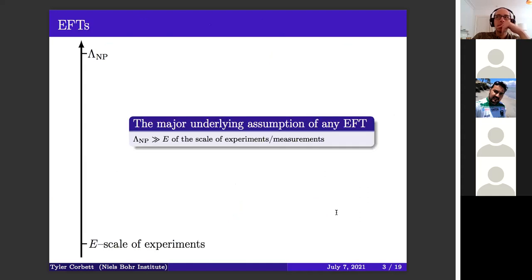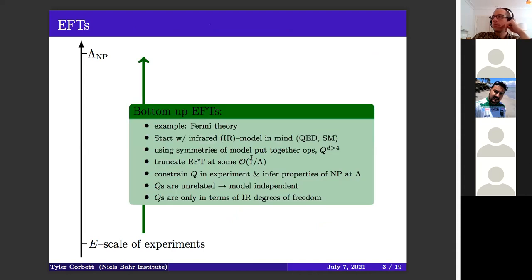So this motivates the idea of what an effective field theory is. There's one major underlying assumption for an effective field theory: that the new physics scale is much larger than the energy scale of the experiments, the measurements, whatever we're doing. And from Fermi's perspective, we call that a bottom-up effective field theory. We start with what we already know.